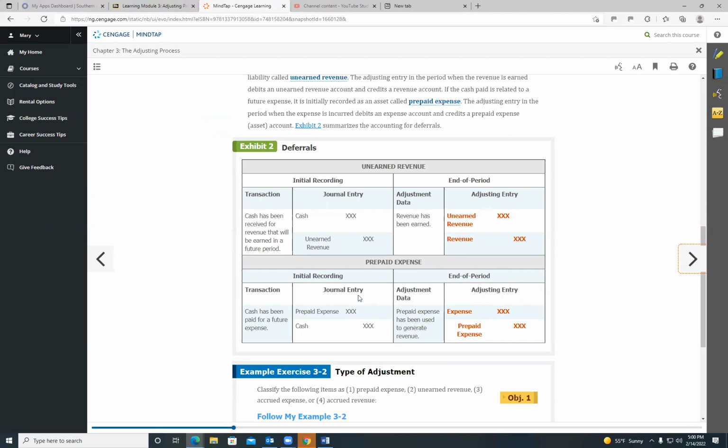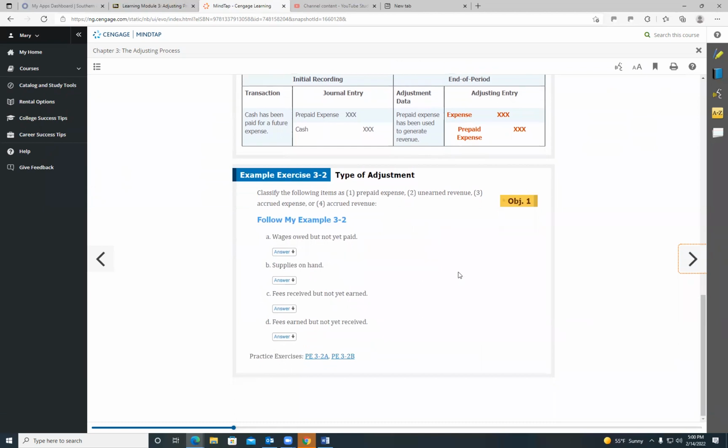In the prepaid expense, your transaction cash has been paid for a future expense. So you've paid for a future expense. In other words, you paid for an expense that you've not incurred yet. So obviously we're going to credit cash because it's a payment, but you can't expense it yet. So you're going to record the debit to a prepaid expense. Now, the expense has been incurred. So you're going to take it out of prepaid expense with a credit to prepaid expense and go ahead and debit the correct expense account.